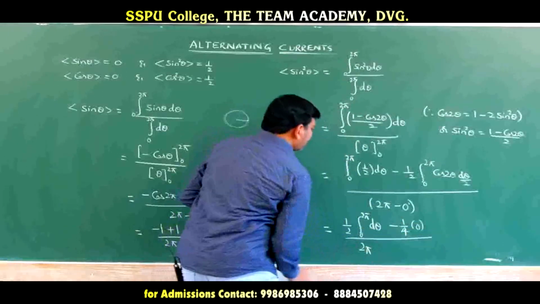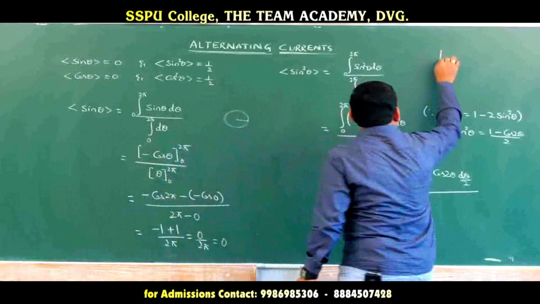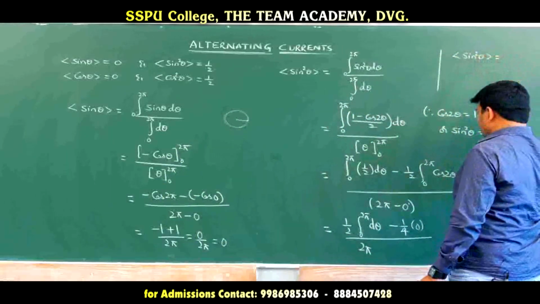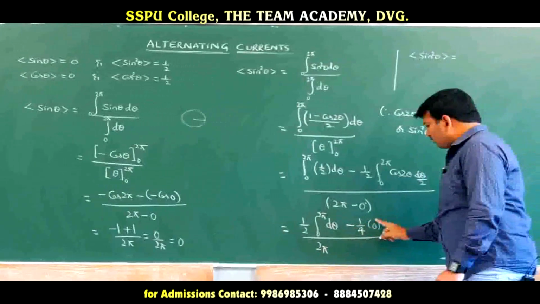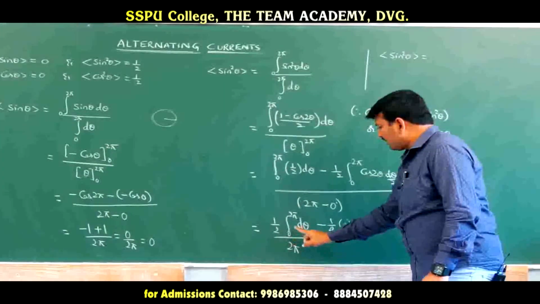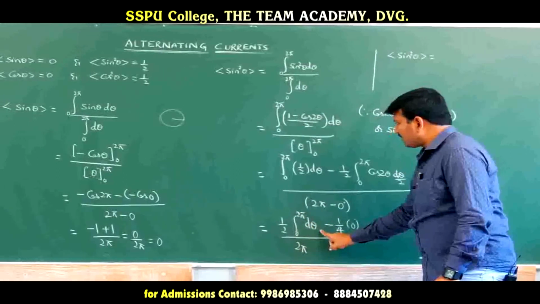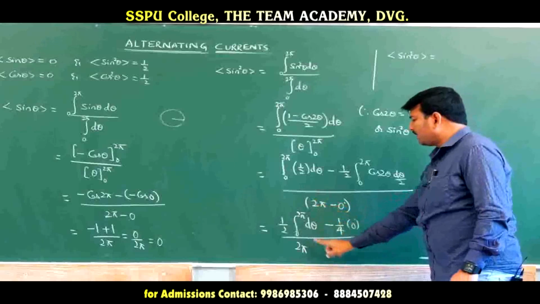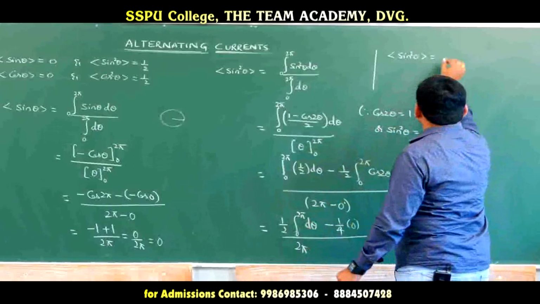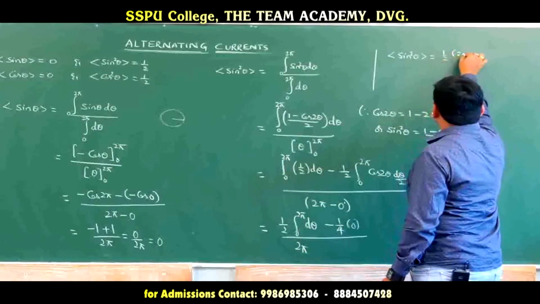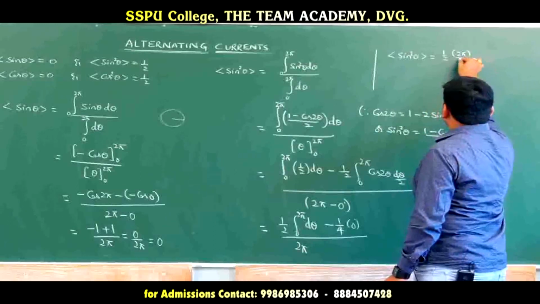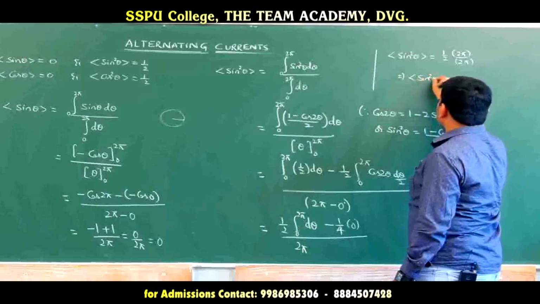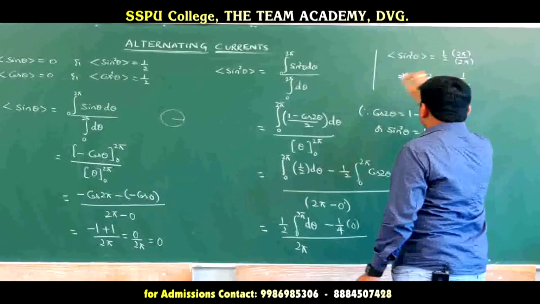So what is its value? Finally I will get the sine square average value equal to: this term becomes 0, and half is there. The integral from 0 to 2 pi of d theta is nothing but 2 pi. Therefore this is 2 pi and this is 2 pi. So half into 2 pi divided by 2 pi. The 2 pi cancel each other. Therefore the average value of sine square theta is equal to half.